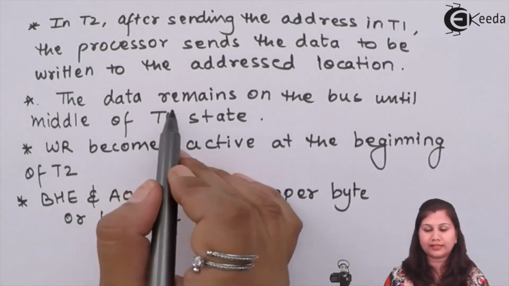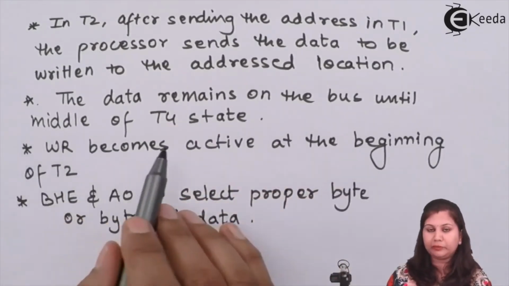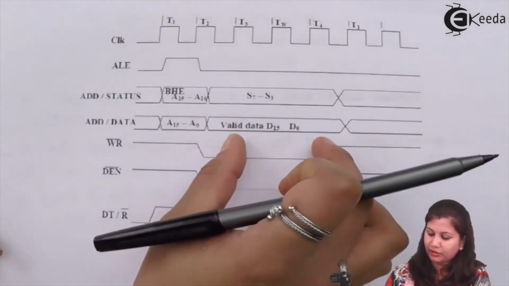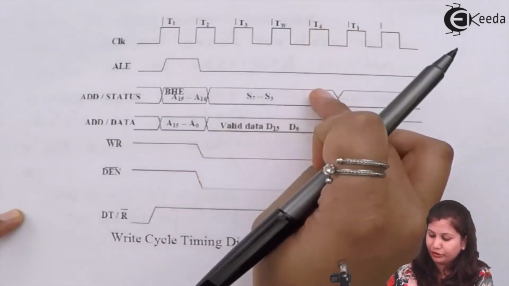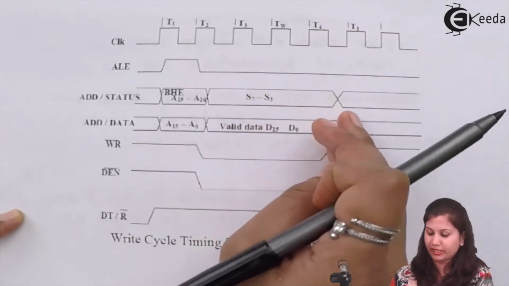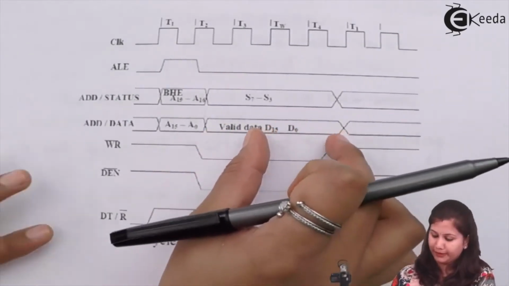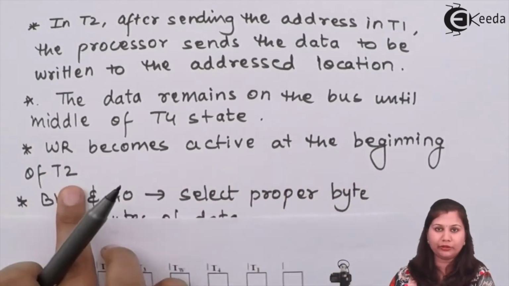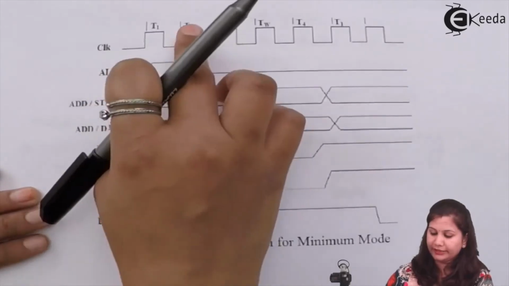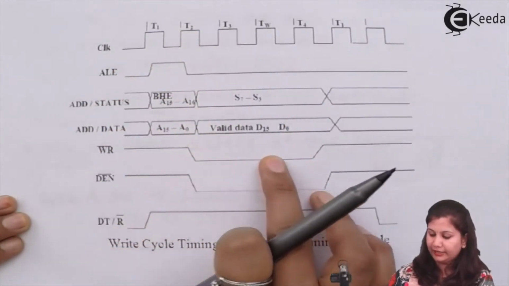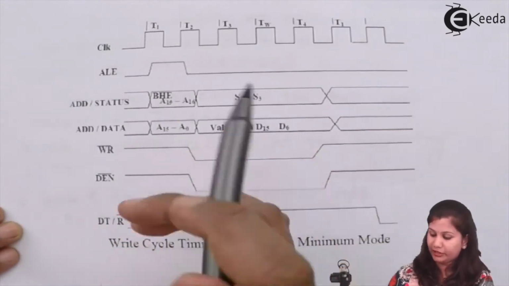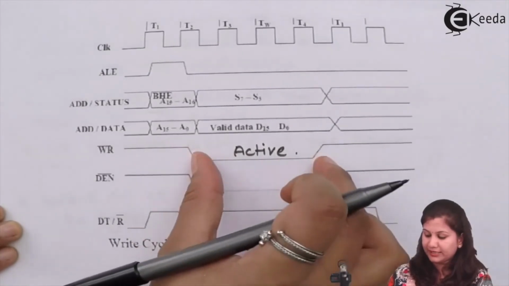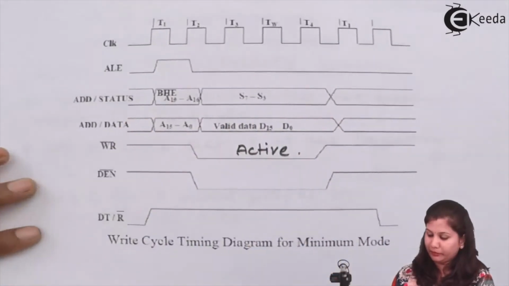So the data that is available on the bus will be available till the middle of the T4 state. You can see here we have the data here. This is the T4 state, and till the middle of the T4 state that data will be available on the bus. Then this write signal becomes active at the beginning of the T2 state. You can see here that this is the T2 state. Until T4 this write signal is active. Active means this value is low. So when this signal is active, that data will be written to the memory location.